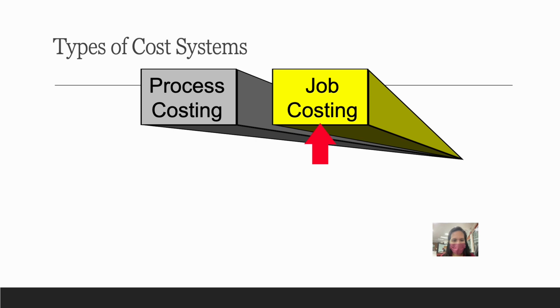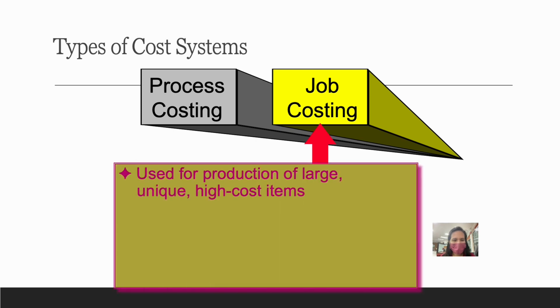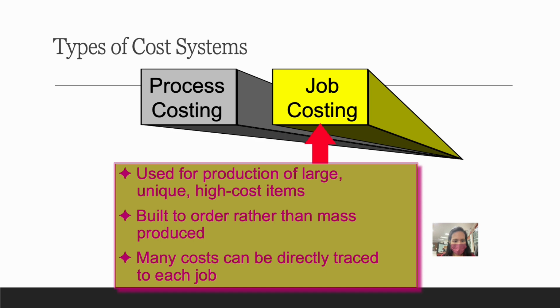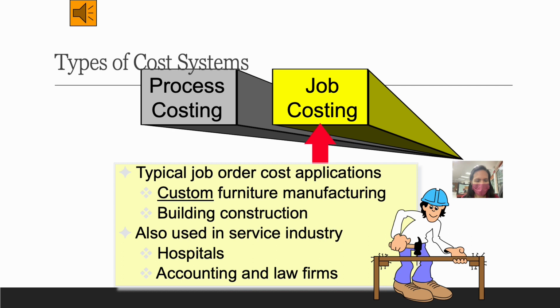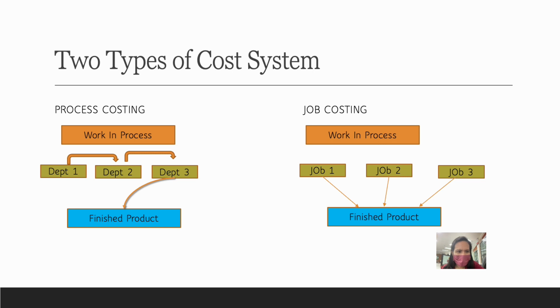But on the other hand, job order costing is used for production of large, unique, high-cost systems and products built to order rather than mass produced. So many costs here can be directly traced to each job. Typically, job order costing applications are the following companies: custom furniture manufacturing, building construction, and it is also used for service industries like hospitals, accounting, and law firms.